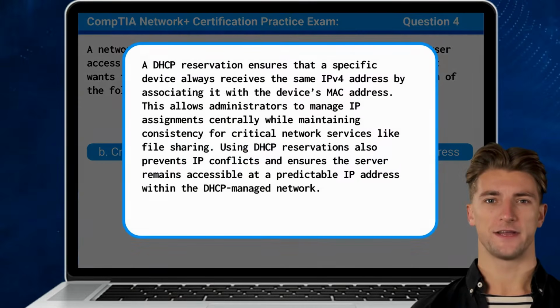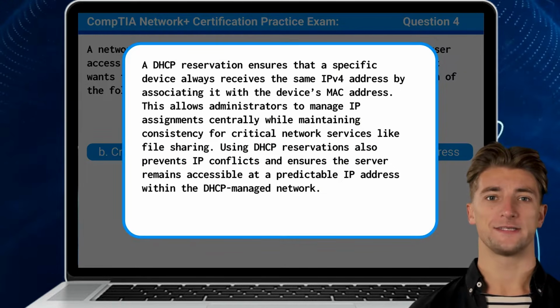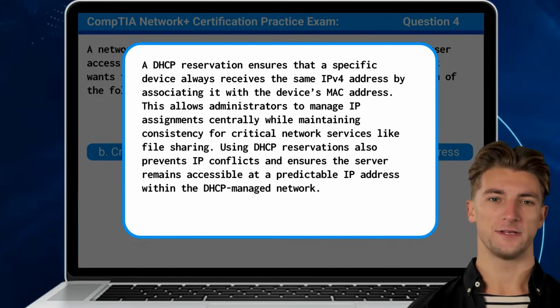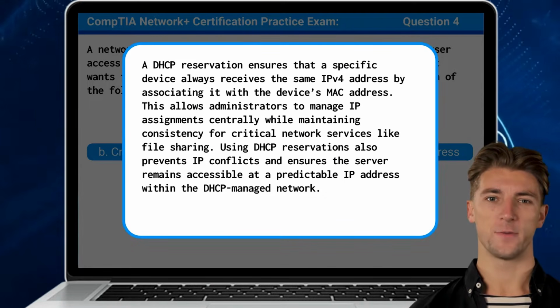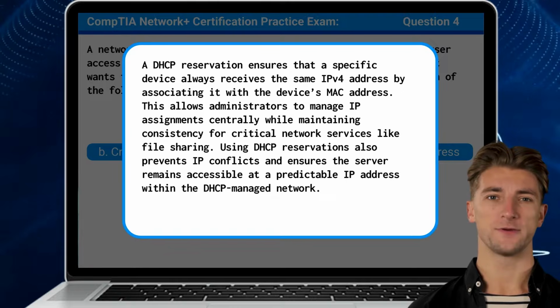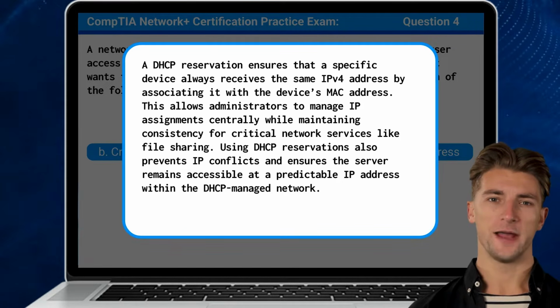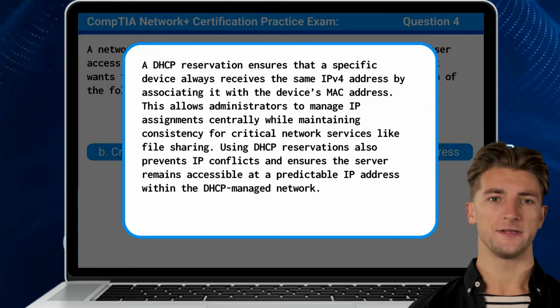A DHCP reservation ensures that a specific device always receives the same IPv4 address by associating it with the device's MAC address. This allows administrators to manage IP assignments centrally while maintaining consistency for critical network services like file sharing. Using DHCP reservations also prevents IP conflicts and ensures the server remains accessible at a predictable IP address within the DHCP-managed network.